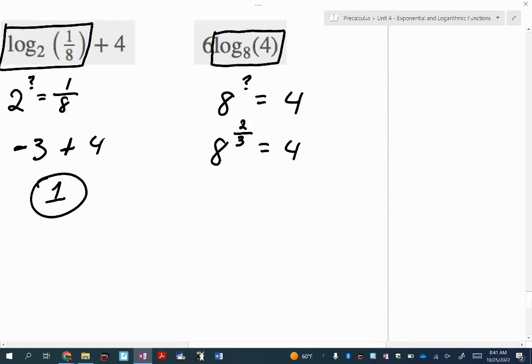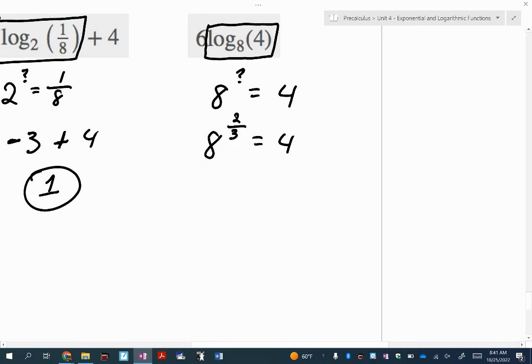All right, if that was like, whoa, how do you do that? Fair enough. Let's try it this way. Let's rewrite 8 with a base of 2. So 2 to the third power is 8. And if I write 4 with a base of 2, that's 2 squared.